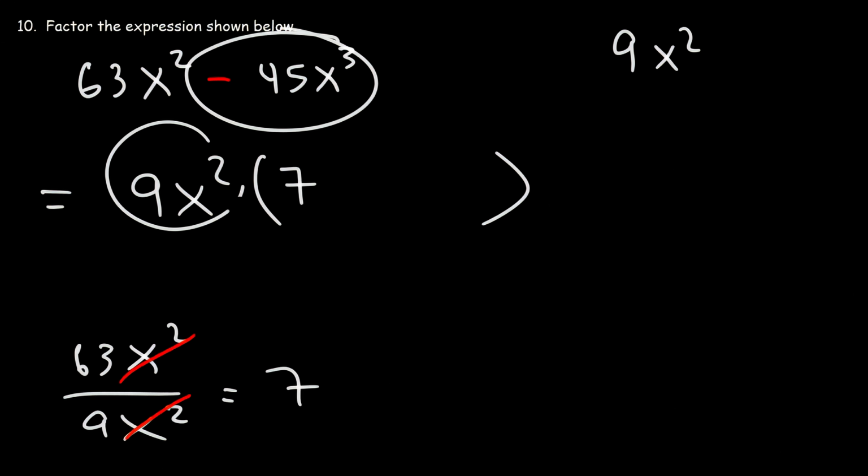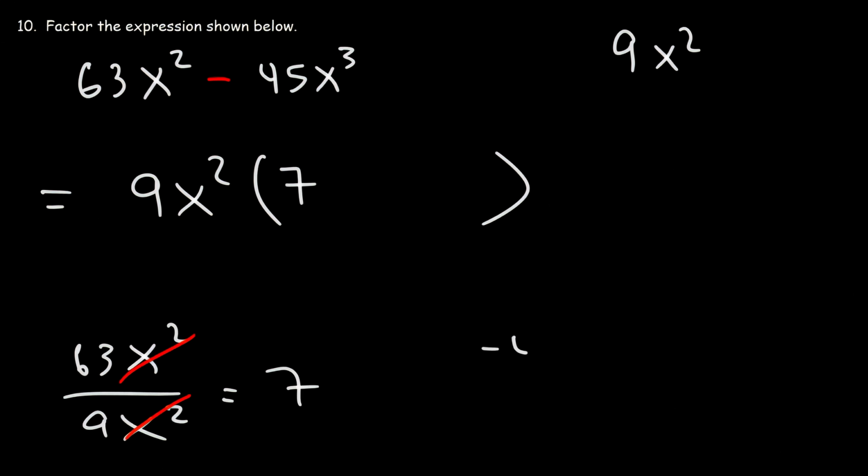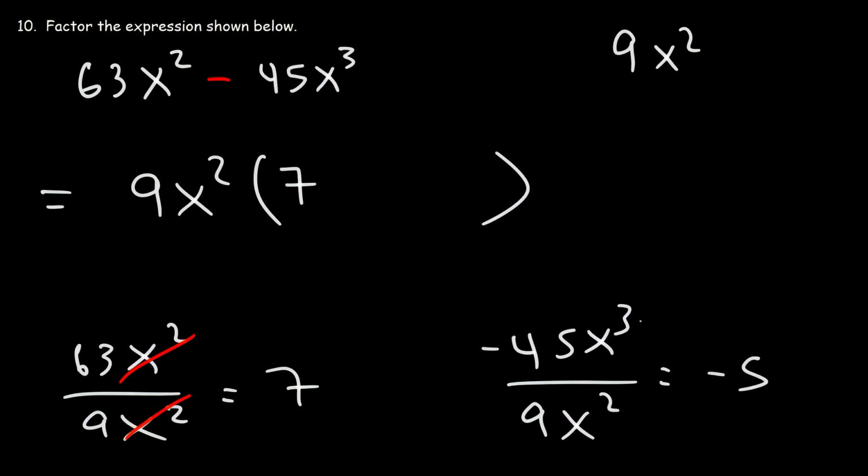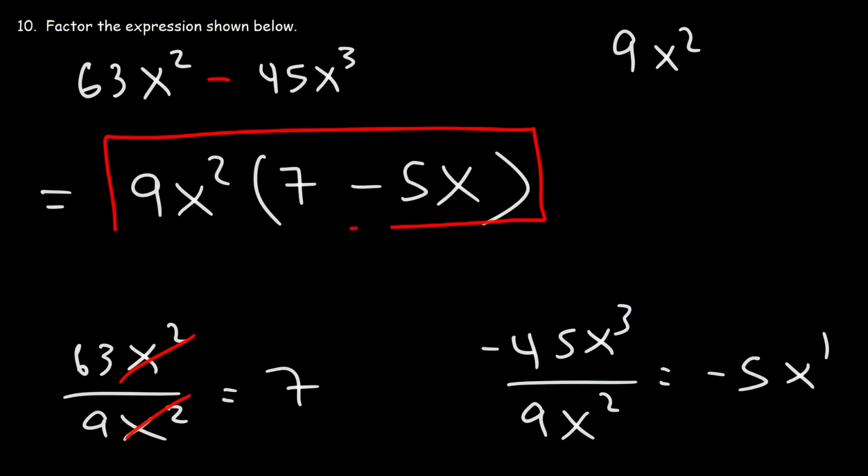Next, we need to divide these two. So we have negative 45x cubed divided by 9x squared. Negative 45 divided by 9 is negative 5. x cubed divided by x squared, that's going to be 3 minus 2, which is 1. So we can simply write that as negative 5x. So this is our factored expression of the original problem. So this is the answer.